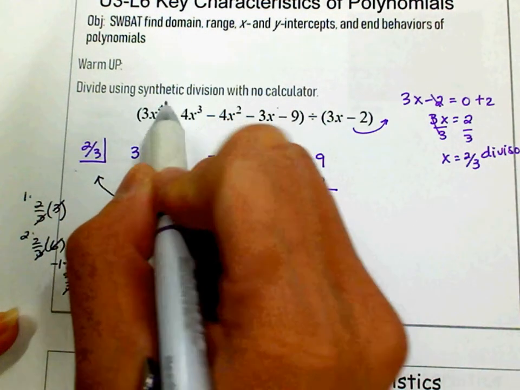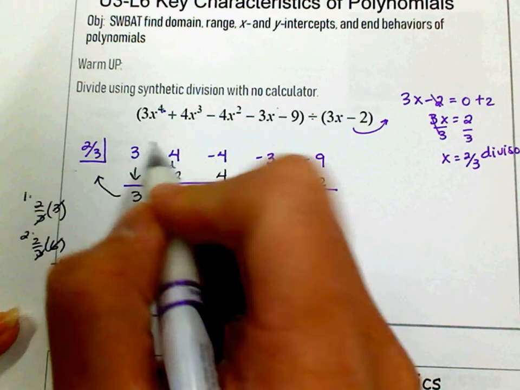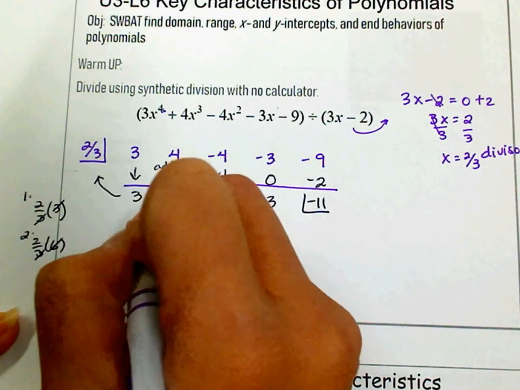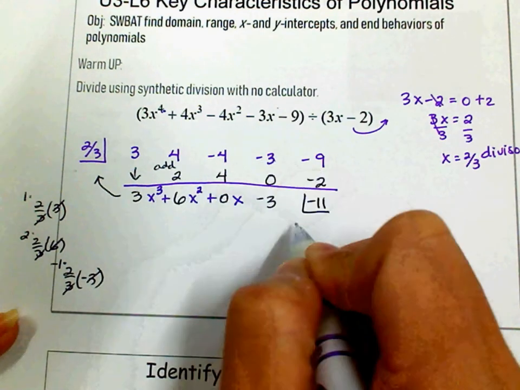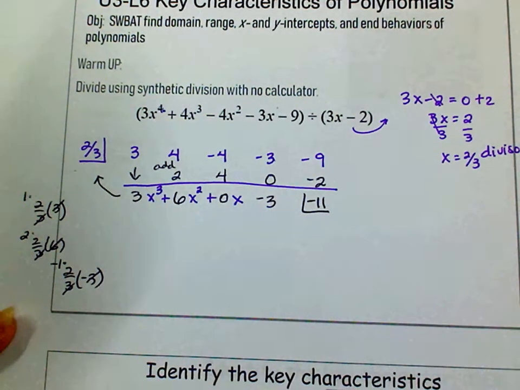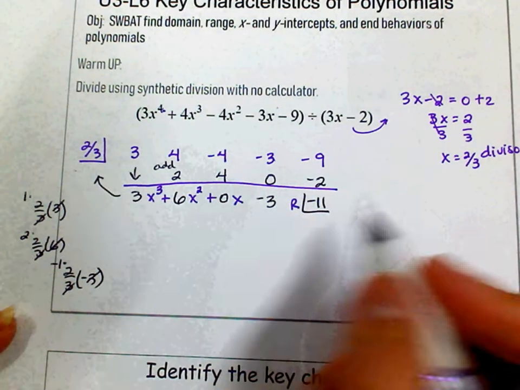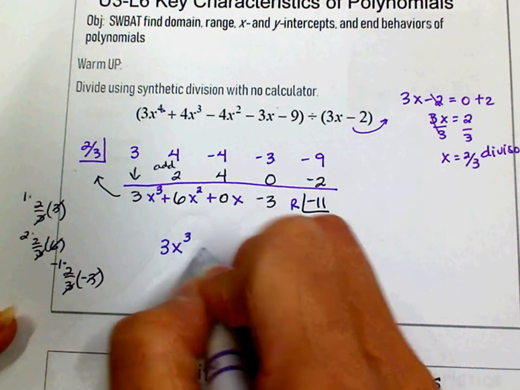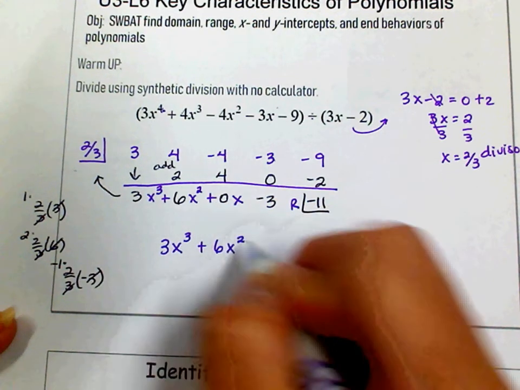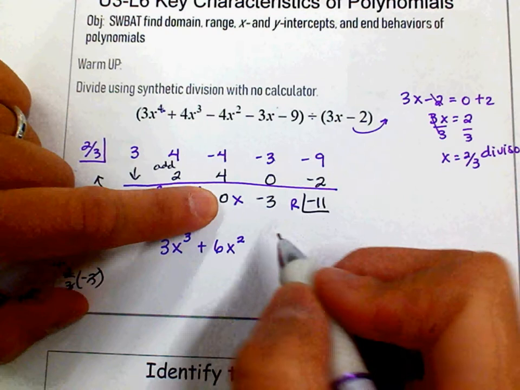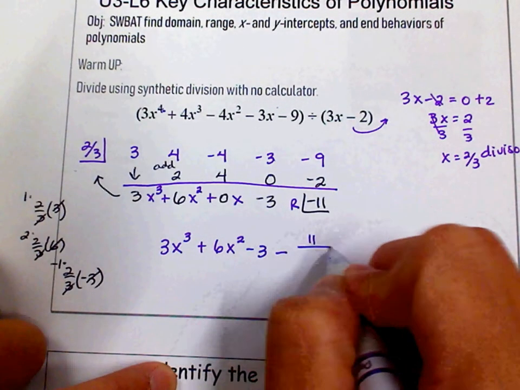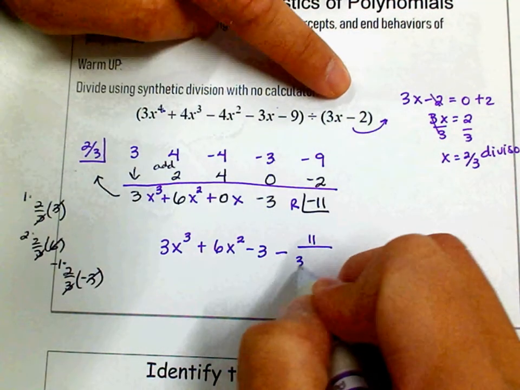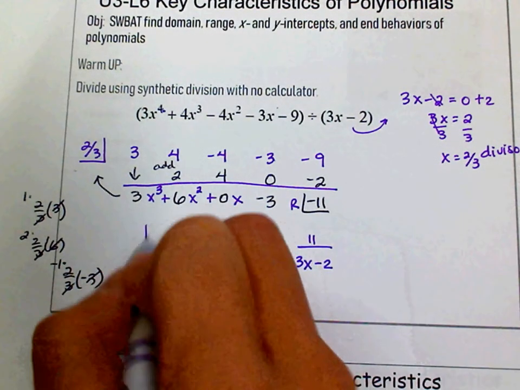All right, so you have 3x to the 4th. That means you took 1 away right here. So now what do you have left? 3x to the 3rd plus 6x squared plus 0x minus 3. And there is your remainder. So let's go ahead and write this real pretty. 3x to the 3rd plus 6x squared. You don't have to write the 0. Minus 3, and your remainder is minus 11 over your divisor, which is 3x minus 2.